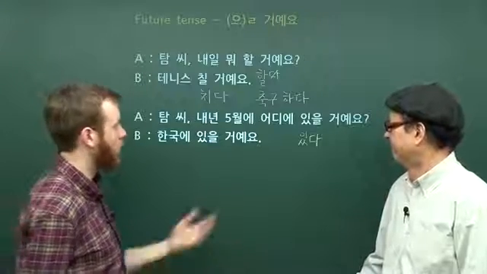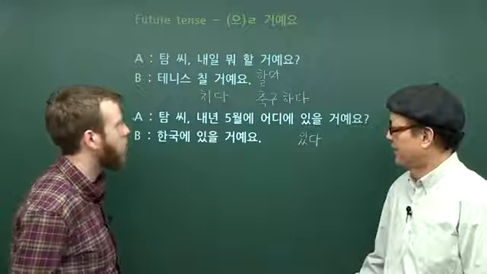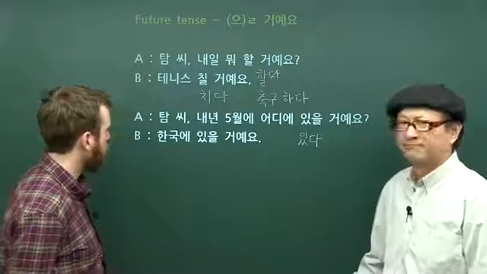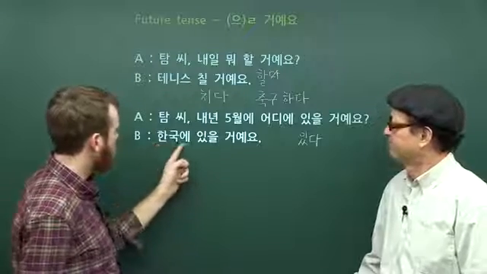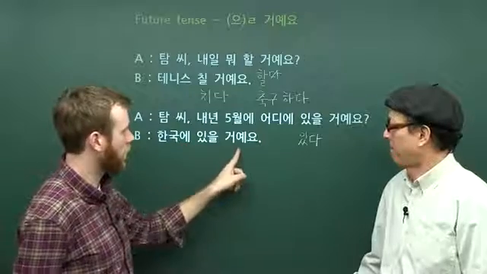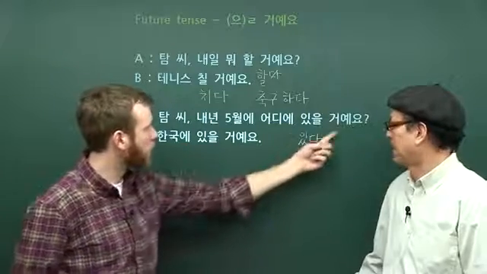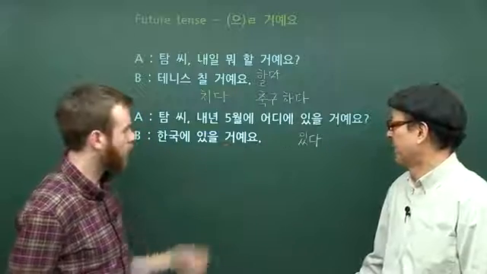Where will you be next May? Okay, answer? 한국에 있을 거예요. Right, so Hanguk, Korea. 한국에 means in Korea. So our place marker again, 있을 거예요. Exactly the same as with the question, 있을 거예요.